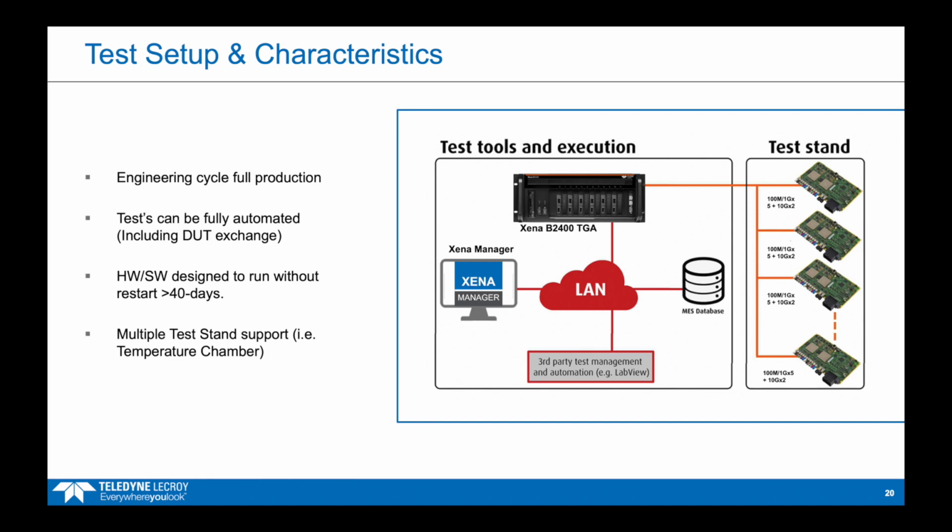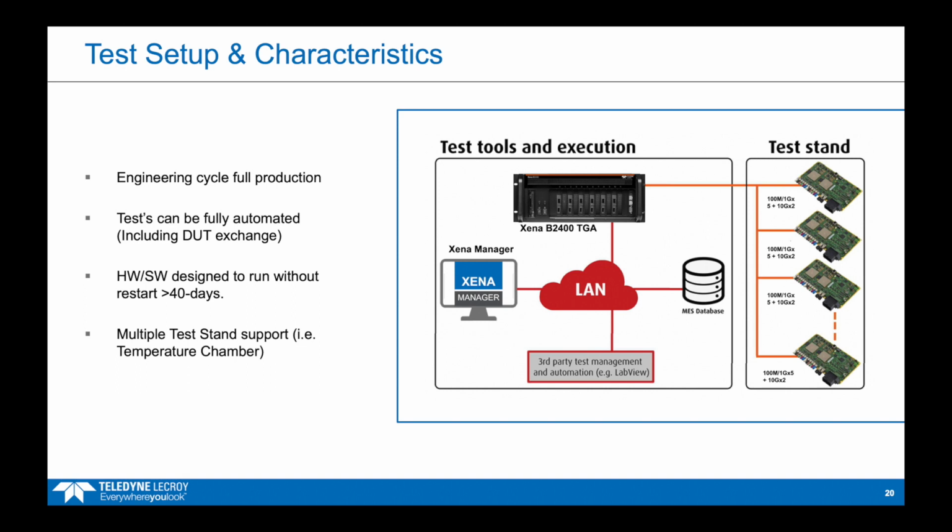The test setup is also pretty simple. So you have again a specific test system such as a Xena B chassis, which has 12 slots giving you up to 72 times 1G test ports, which can be connected to a third-party test management and automation tool or to the Xena Manager software, which you will hear about. And then this test tool or system is connected to the test stand where you can put in multiple ECUs or multiple devices to be tested in parallel.